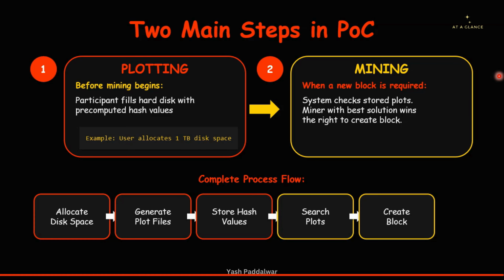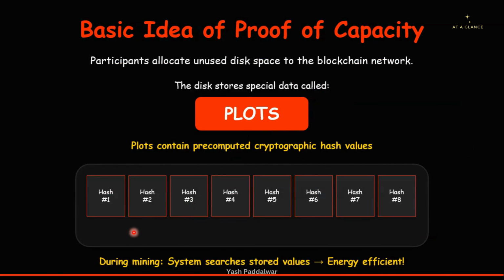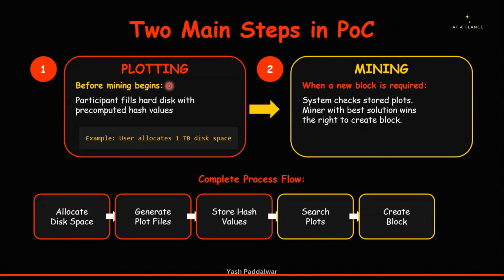Now, let's have a look at the detailed steps of POC, how it goes. The very first stage is plotting, and the second is mining. In stage 1, plotting, before mining begins, the participants fill the hard disk with pre-computed hash values, like how I have shown you in the previous slide. So participants fill the hard disk with pre-computed hash values. For example, a user allocates 1 TB disk space.